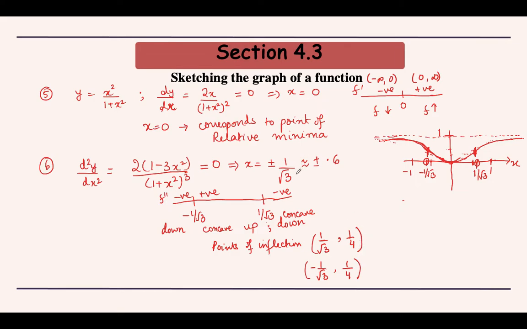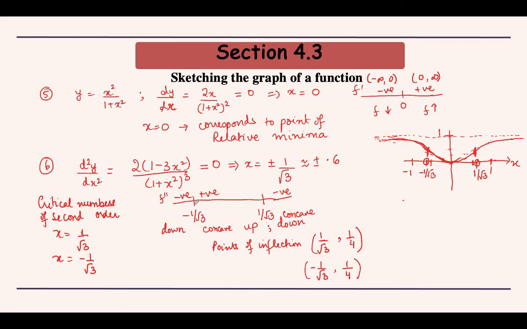Now let us first see what is the behavior of the second derivative in the intervals which are divided by these 2 points. So these are our critical numbers of second order, x equals to plus 1 by root 3 and x equals to minus 1 by root 3. When we divide the number line using these two numbers, we are going to get 3 different intervals, and we will check the sign of f double dash in these 3 intervals.